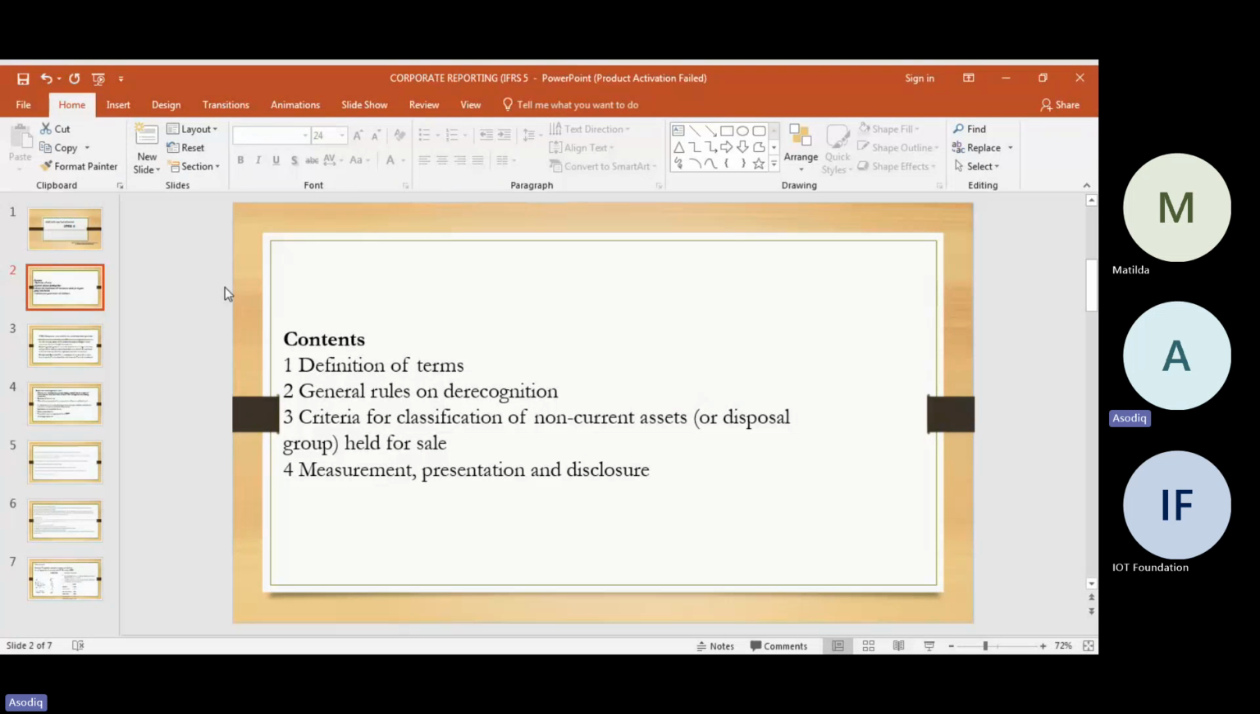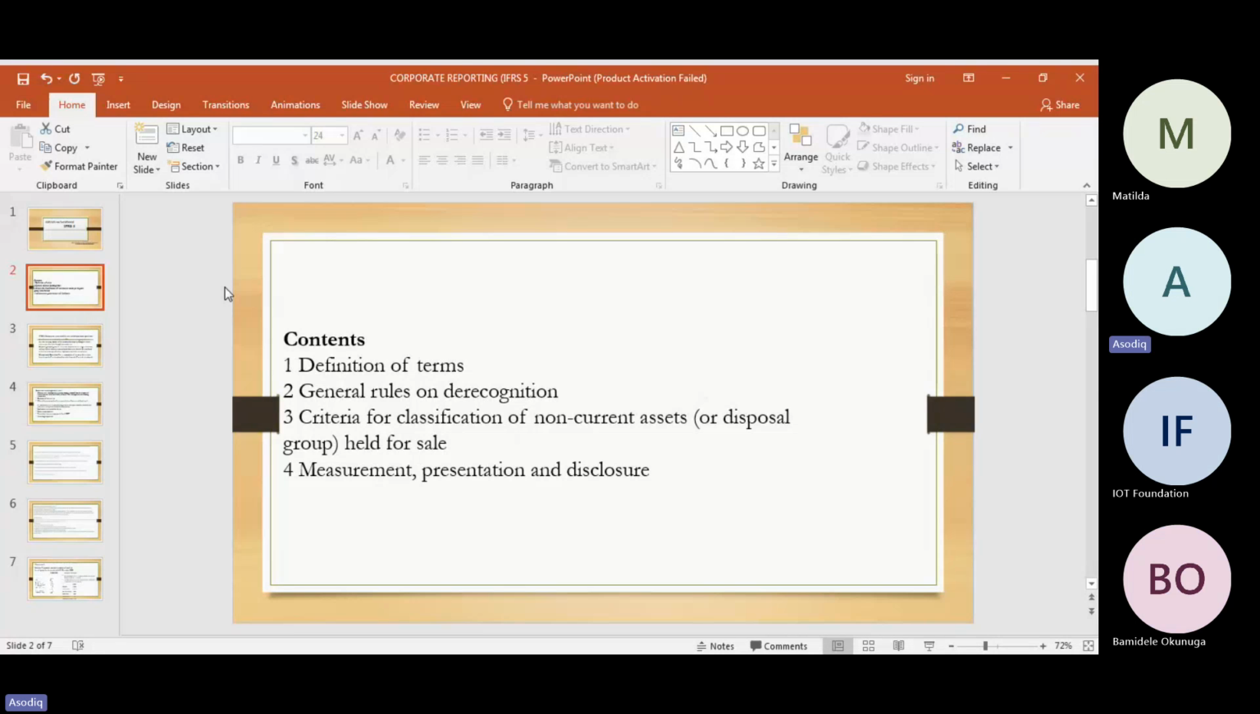So that means that your non-current asset now, you are going to be using such an asset on a yearly basis, determined by the economic future benefit that is flowing with that particular asset. That's how we are going to characterize a particular asset as a non-current asset. Now, we are not talking about IFRS 5, that is non-current assets being held for sales. We are talking about the asset. So we have the definition of terms, we have general rules on the recognition, we have the criteria for classification of non-current asset or disposal group held for sales. I have my measurement, presentation, and disclosure.